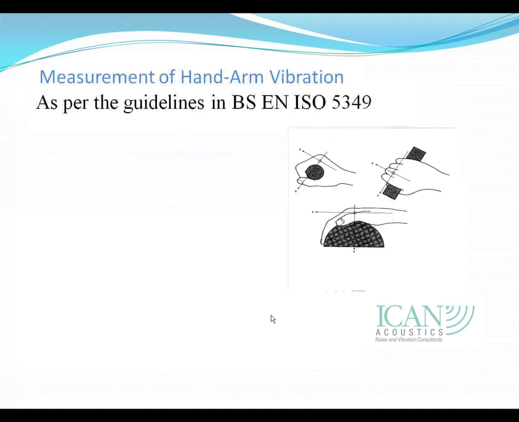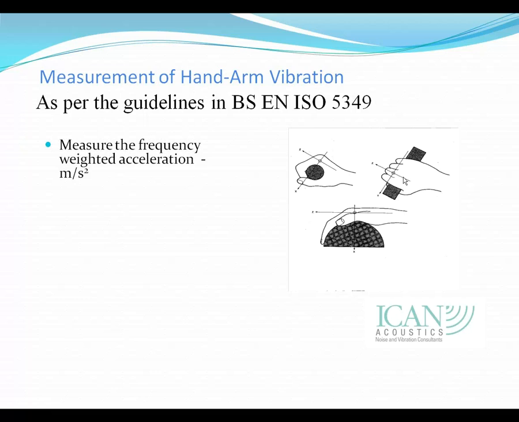Okay. So when you're measuring hand-arm vibration, it's important that you follow a standard, and the standard that's used for that is BS EN ISO 5349. And again, going back to the specifics as to where the accelerometer should be placed, this standard sets out actual axes where you need to be measuring. You're measuring typically in 3 axes.